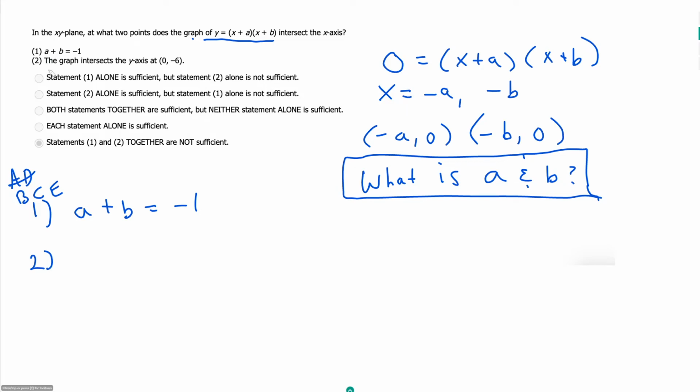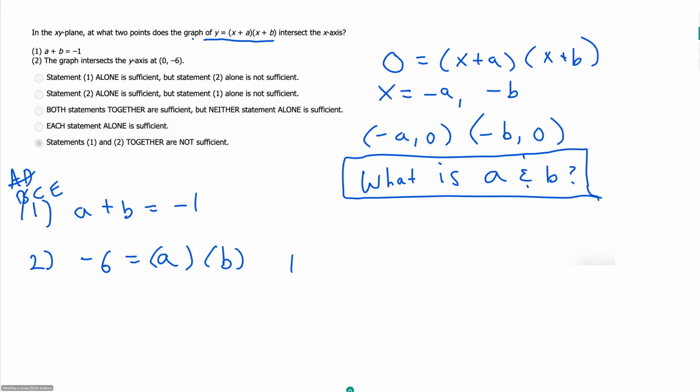Statement 2 says the graph intersects the y-axis at 0, negative 6. So here we are given the y-intercept, and so that is the y value when the x value is equal to 0. So we can plug that into our equation to say negative 6 is equal to, then 0 plus a is just a, and times 0 plus b is just b. And so here we are given just this equation, a times b is equal to negative 6. But again, by itself, we can't solve for a and b. There's multiple values for a and b here, so that will be insufficient.